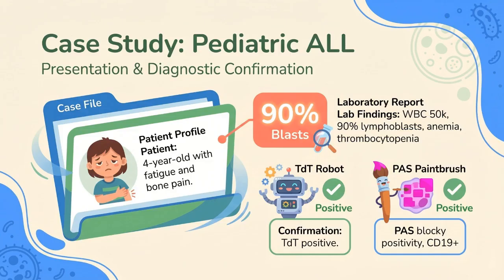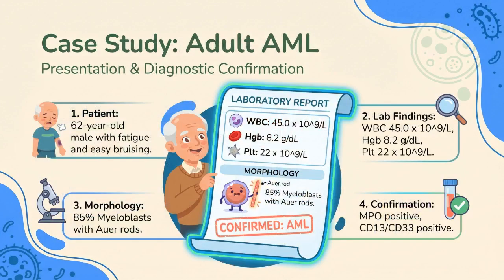Now, let's contrast this with an adult AML case. Having explored a pediatric ALL case, let's now turn our attention to an adult AML presentation, noting the key differences. An adult patient might present with similar symptoms of bone marrow failure, fatigue, recurrent infections, and bleeding, but often without the prominent lymphadenopathy or bone pain seen in ALL.